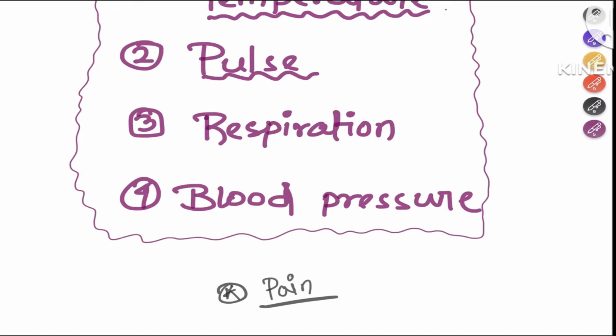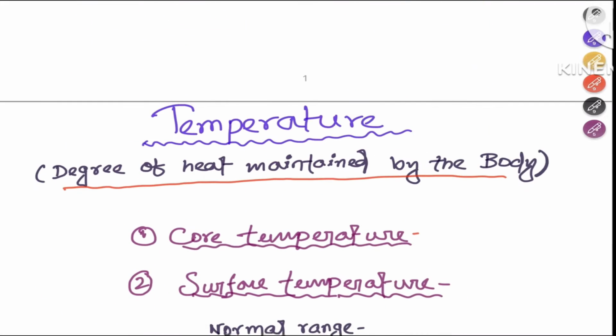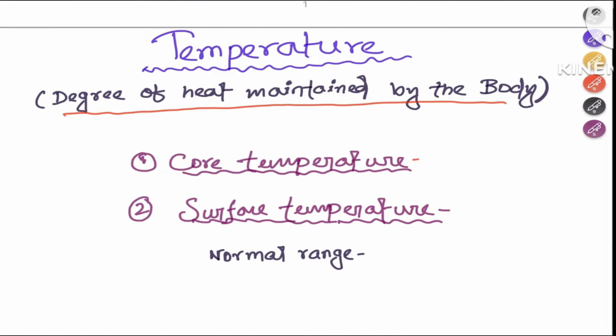So okay, one by one we will see. First we will see temperature. What is temperature? The degree of heat maintained by the body. Actually it has two sources. One is core temperature, another one is surface temperature. Core temperature is the body core cavity temperature.